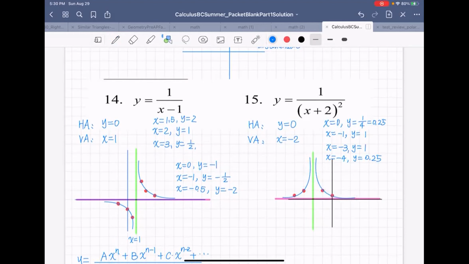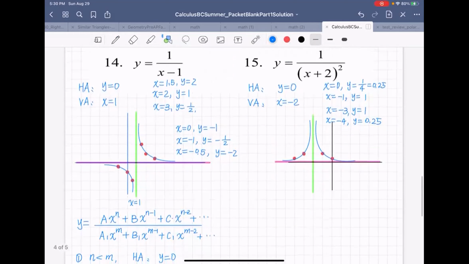Okay. Does this make sense? Yes. Okay. And I did teach this to students before. If you don't remember, it's okay. This is the time for you to pick up.